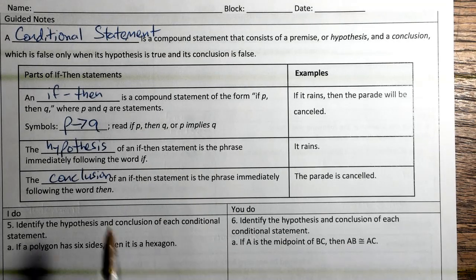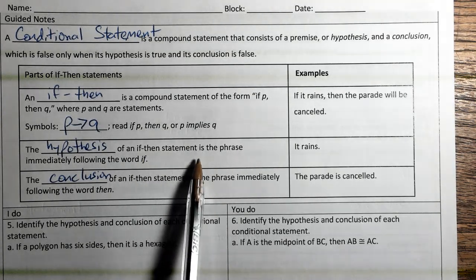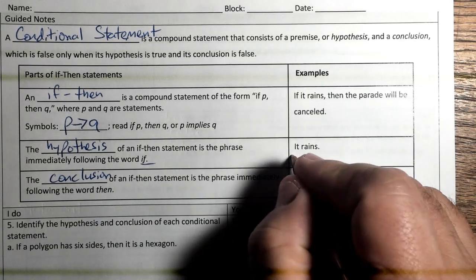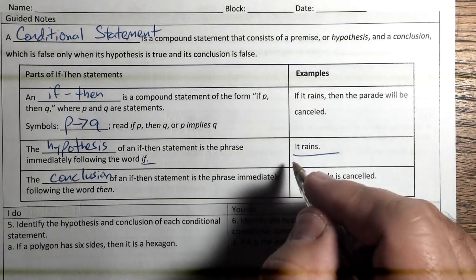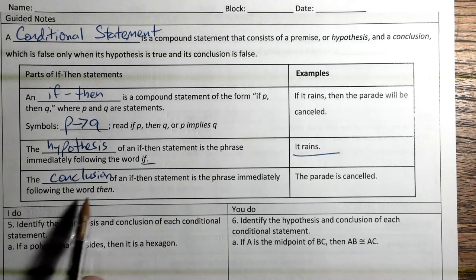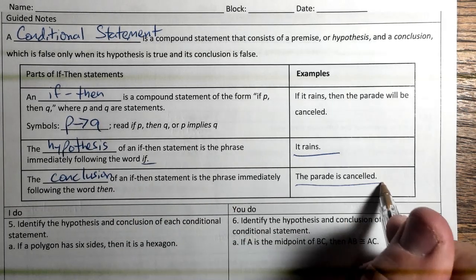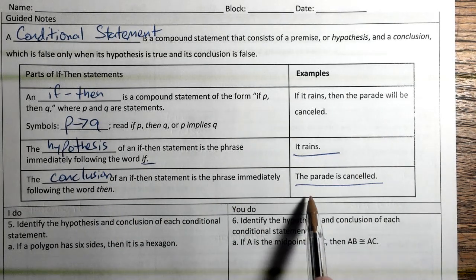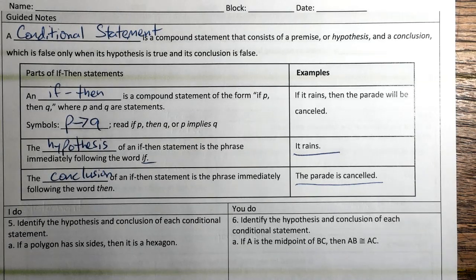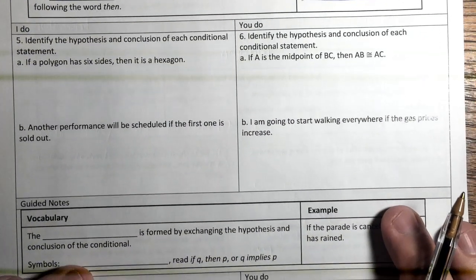The hypothesis of the if-then is the phrase that immediately follows the word "if." It rains. So the hypothesis here is "it rains." The conclusion is the phrase immediately after the "then." The parade's canceled. If it rains, then the parade's canceled. Okay? Move down here.